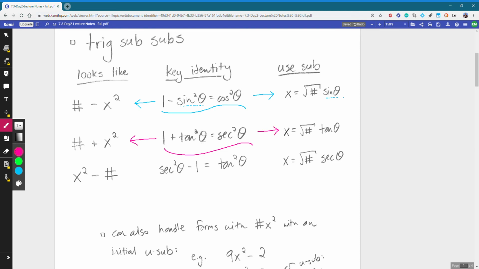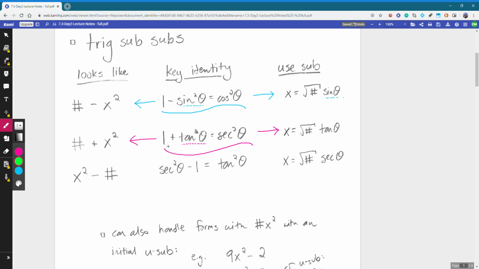Again, the idea is we want to make this left-hand side appear through our substitution. So we'll substitute in some scaling of tangent for x. Again, that scaling is chosen so that when we square it, it matches the number.